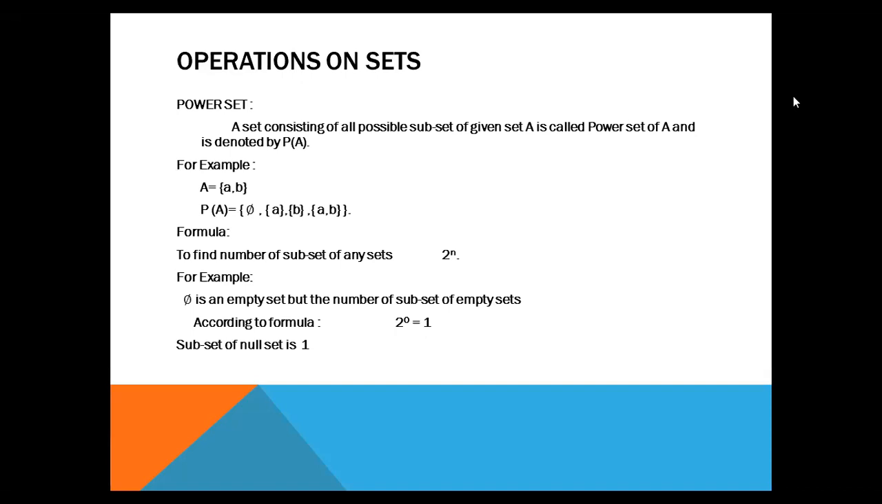If two elements are given, we replace n with 2. If no element is given, we replace n with 0. If 4 elements are given, we replace n with 4. And the same formula we use to find the subsets of the set. I hope you learn this exercise and all these definitions very well.